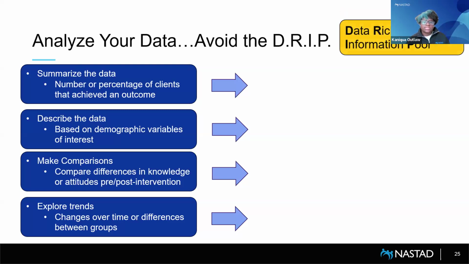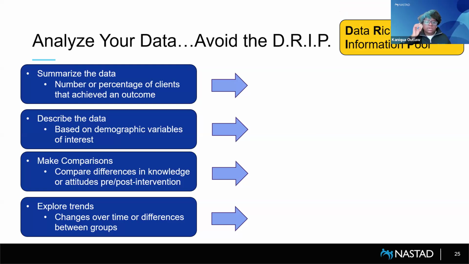And that is where your organization is data rich, but information poor. So you want to make sure you're using an evaluation grid or a table like the one we shared previously, because that's going to help you avoid the drip. And so basically you're not collecting data just for the sake of collecting it.